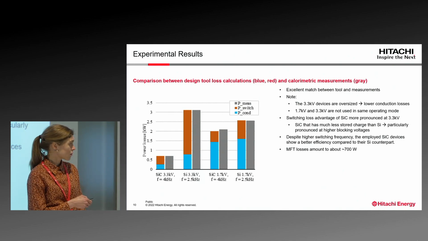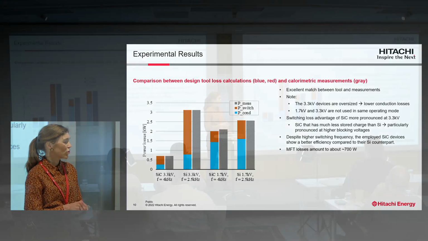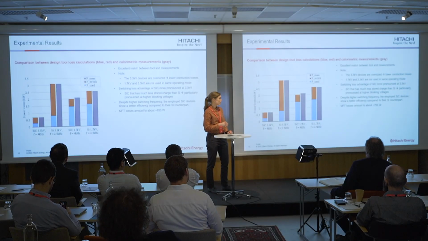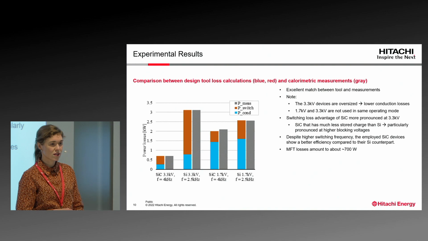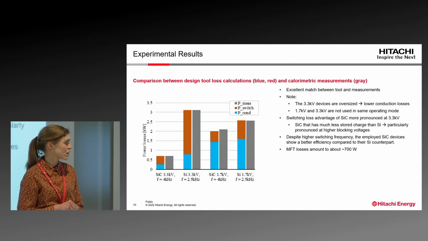Also, the switching loss advantage of the silicon carbide is more pronounced for the higher voltage. This can be easily explained because in general, SiC has much less stored charge because it's a unipolar device, but this factor is particularly pronounced for the higher voltage devices. And also, an interesting finding here: despite switching at 4 kilohertz instead of 2.5 for the silicon carbide, you see that we have a better efficiency compared to silicon. In our case, the MFT had 700 watt losses.